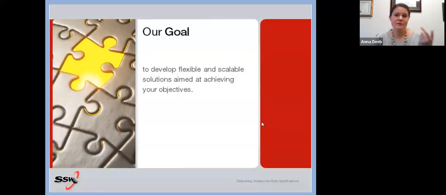So I'm showing you this slide. It's a little boring, admittedly, but it really hyper focuses your audience on the key things you want them to take away from this slide. So our goal is to develop flexible and scalable solutions aimed at achieving your objectives. All right, and maybe instead of the puzzle piece, a picture here, you could have an image of your organization at work, or your subject doing something interesting.